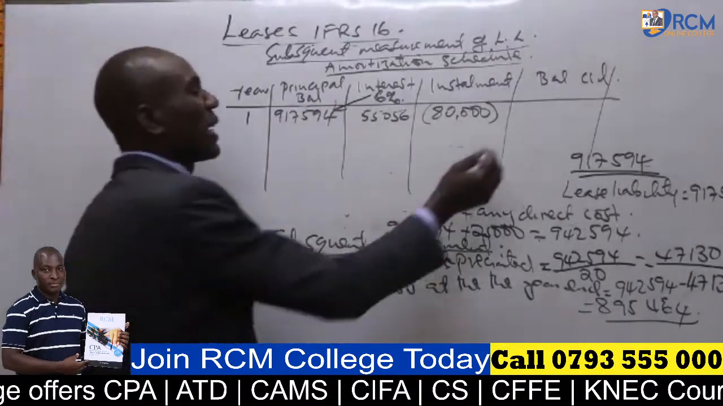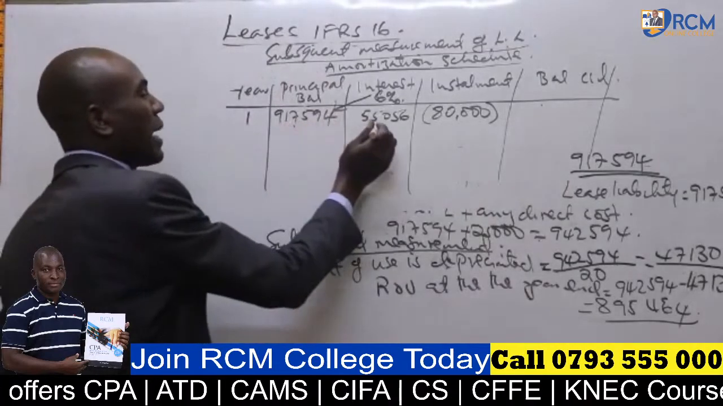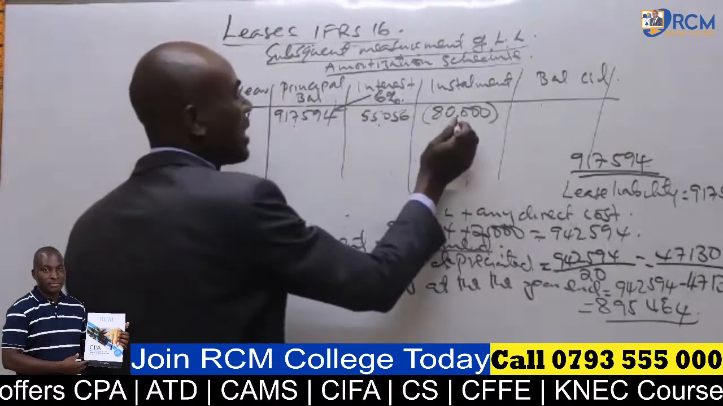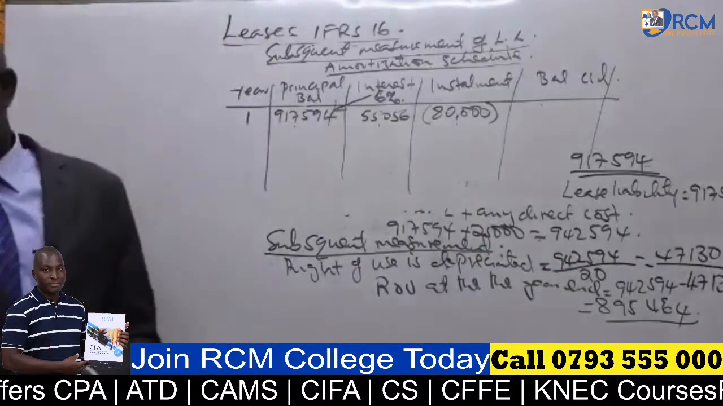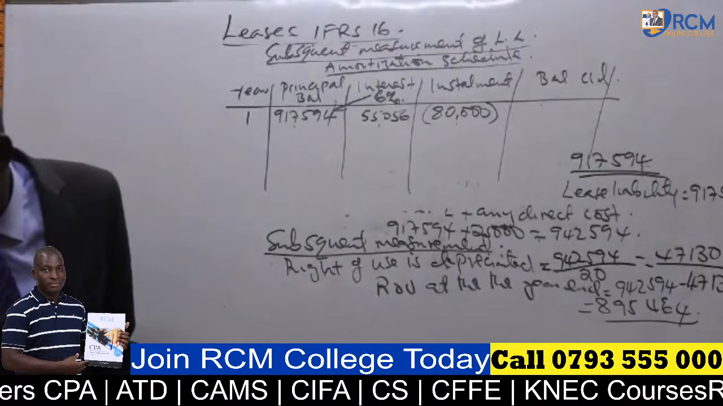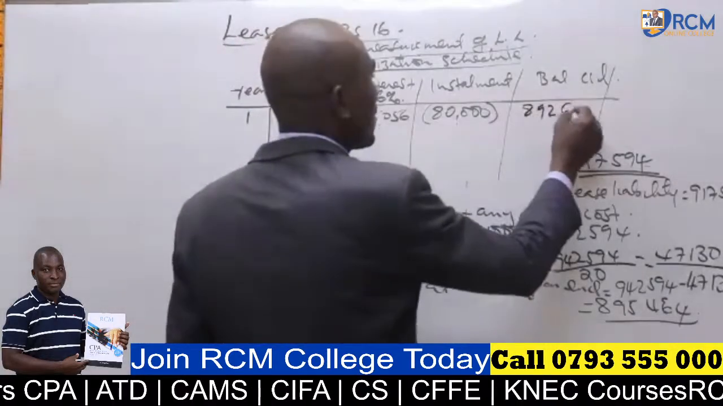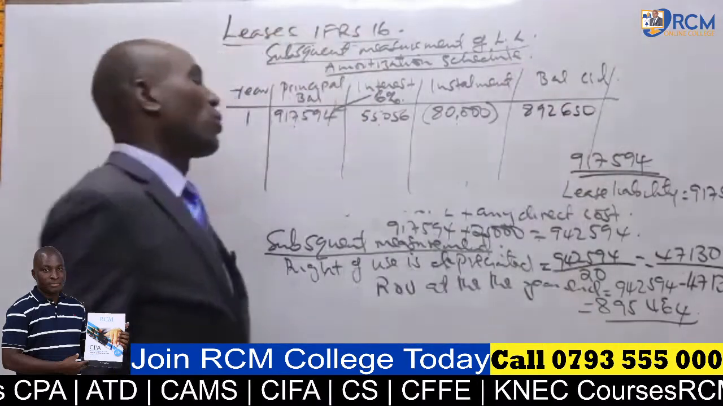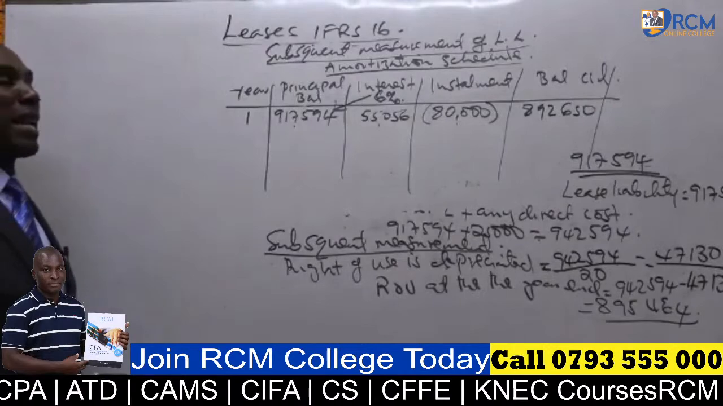Then, how do we get the balance at the end? I will take the principal balance plus the interest minus the installment I'm paying. 892,650. That is my balance carried down.